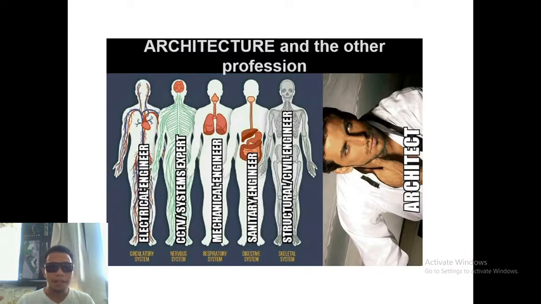Now, architecture compared to a human body, an analogy of the architecture profession. This is a good analogy of the architecture profession. Architecture cannot survive alone. It has to be a team effort when you are constructing a building. When your aim is to design a building, it cannot just be done by an architect alone.